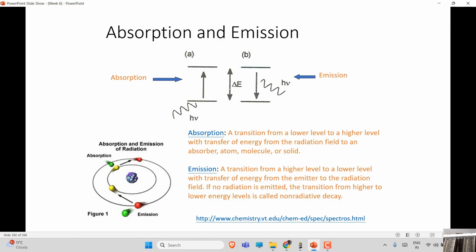So absorption is a transition from a lower level to a higher level with transfer of energy from the radiation field to an absorber atom, molecule or solid. Emission is basically a transition from a higher level to a lower level with transfer of energy from the emitter to the radiation field. But when no radiation is emitted, the transition from higher to lower energy levels is called non-radiative decay.